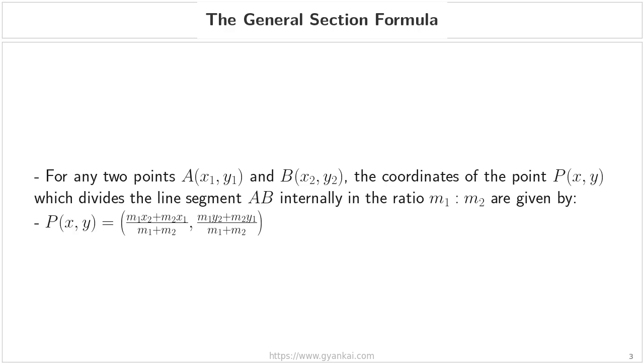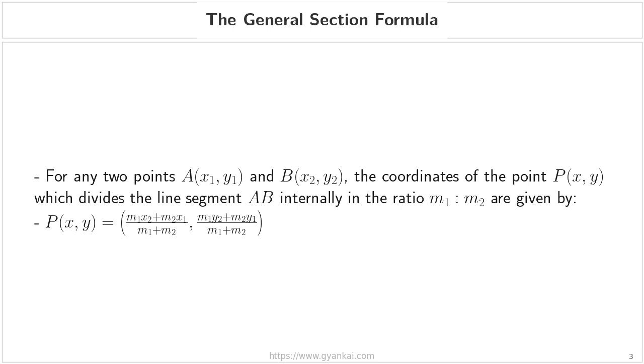The general section formula. Suppose we have any 2 points, point A with coordinates x sub 1, y sub 1, and point B with coordinates x sub 2, y sub 2. If we want to find the coordinates of a point P, which we'll call x sub P and y sub P, that divides the line segment AB internally in the ratio m sub 1 to m sub 2, we can use this formula. The coordinates of point P, x sub P, y sub P are equal to the following.